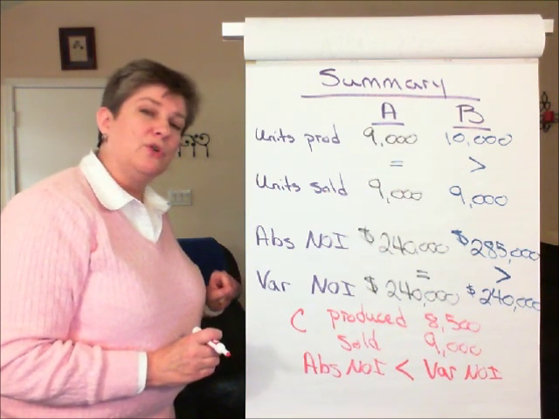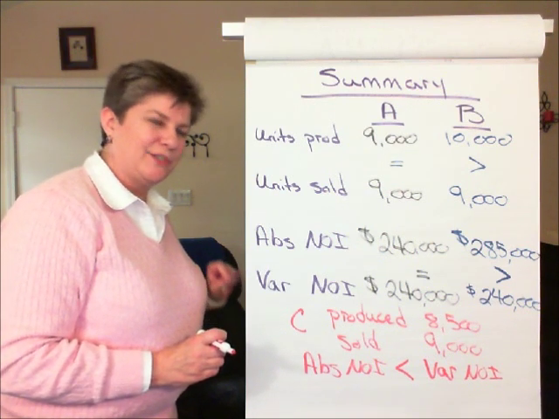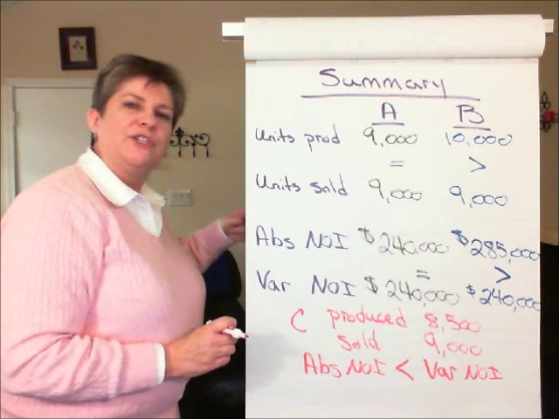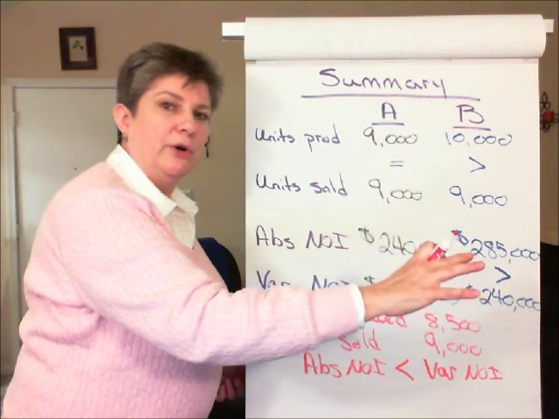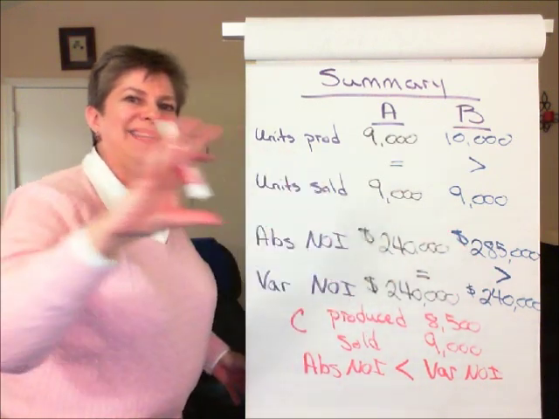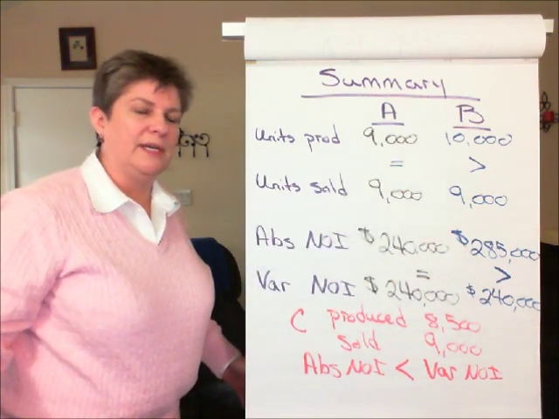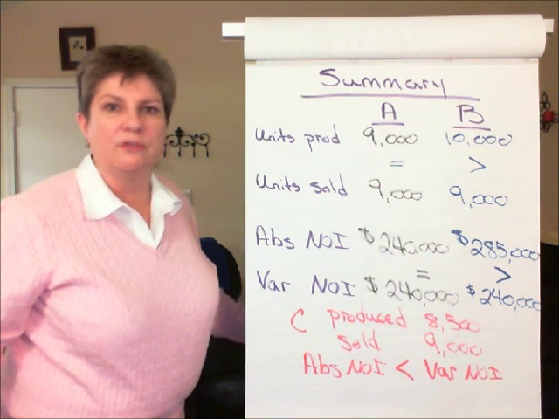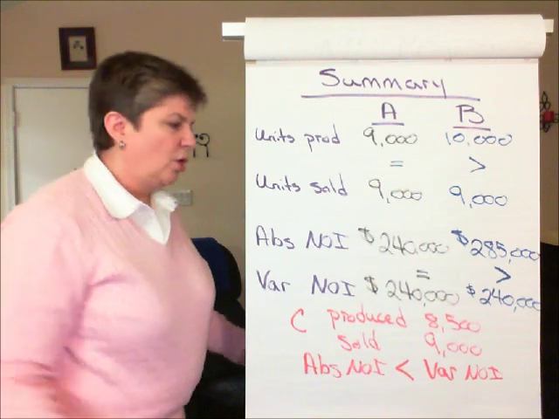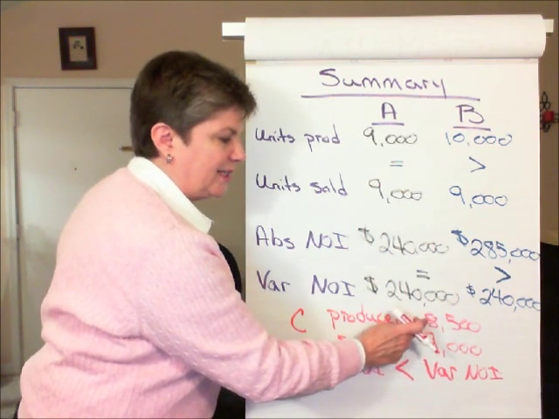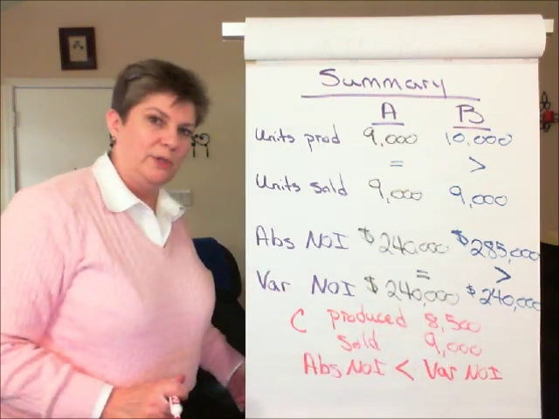And what happens under absorption costing in that situation is the fixed overhead that was deferred from a previous period gets released into this period's net income or cost of goods sold, thereby reducing net income when the number of units produced is less than the number of units sold.